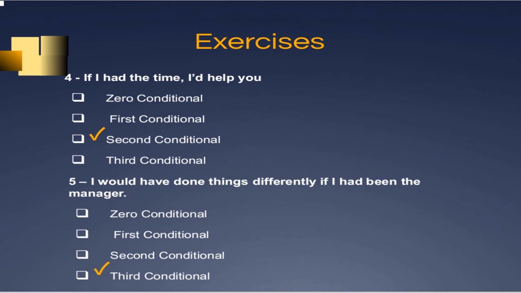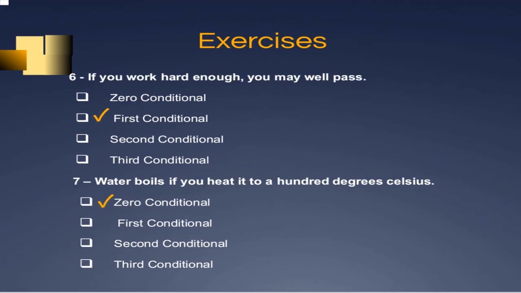Number 5, I would have done things differently. Now we can find a perfect tense here. So it means that this is the third condition. Number 6, if you work hard enough, you may well pass. Now, simple present tense and the simple future tense with possibility, with a modal verb. This is the first condition. Number 7, water boils if you heat it to 100 degrees Celsius. Water boils, simple present tense. If you heat, simple present tense. And this is again a fact. We're talking about a universal truth. So this is the zero condition.